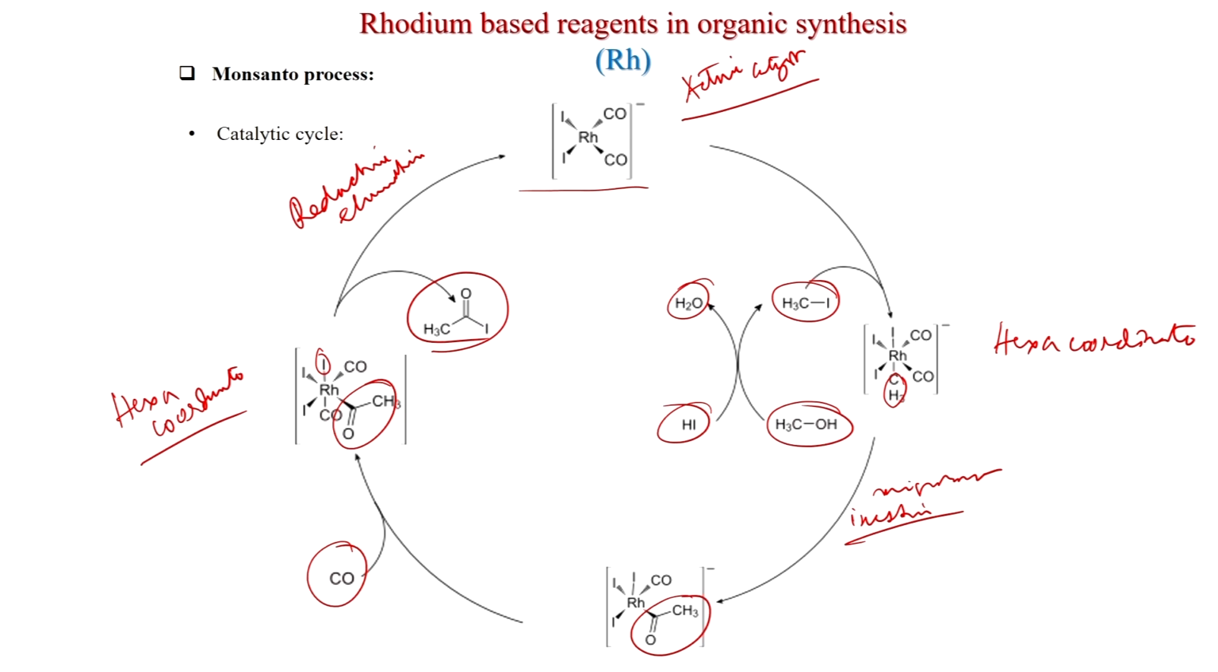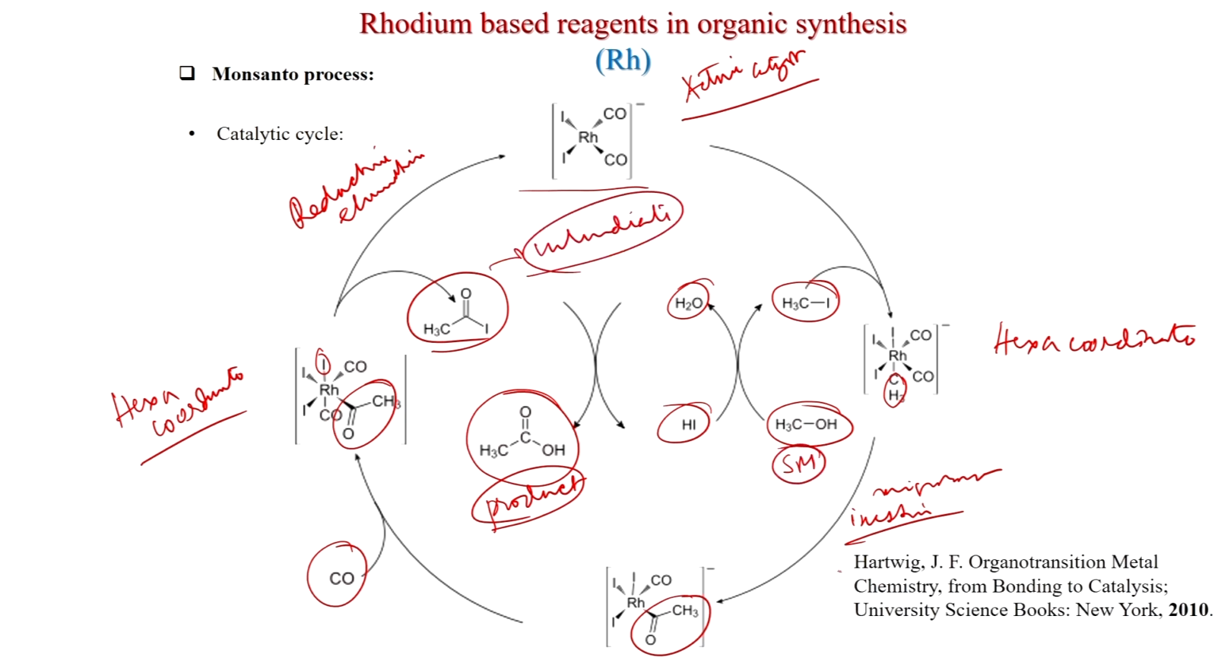Now, this acetyl iodide reacts with water. This is very important, this reaction happens in presence of water. So, the acetyl iodide gets hydrolyzed with water to generate acetic acid. So, this is the product, and HI. This HI will generate methyl iodide after reaction with methanol. So, methanol is the starting material and this is the product. This is reviewed by Hartwig in Organotransition Metal Chemistry: From Bonding to Catalysis, University Science Books, New York, 2010.